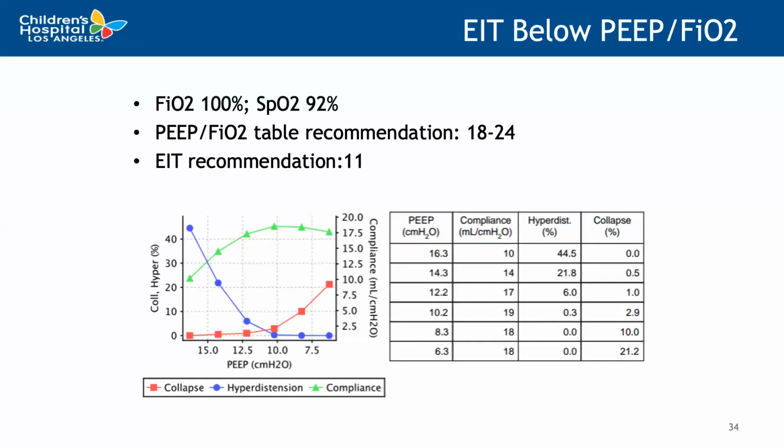So, this patient had a pretty severe oxygenation abnormality. And the PEEP FiO2 table would recommend that their PEEP be anywhere from 18 to 24. And this is a really wide range. As a clinician or practitioner at the bedside, it can be hard to know: do I choose 18, do I choose 24, or do I choose something in between? And so the EIT is able to give us a little bit more nuanced or tailored approach. And again, this is showing that the crossing point is slightly different than that of the compliance.